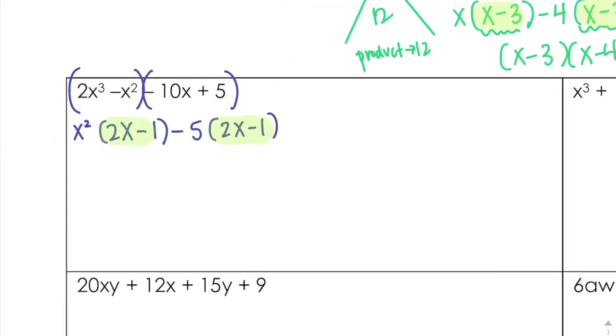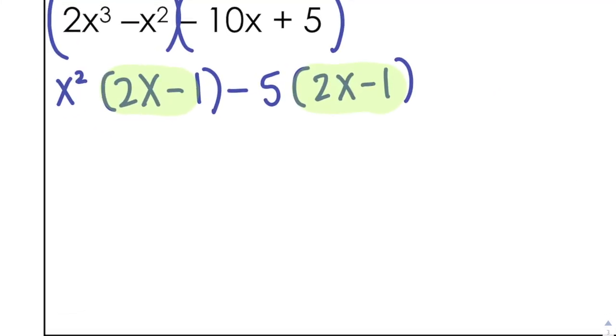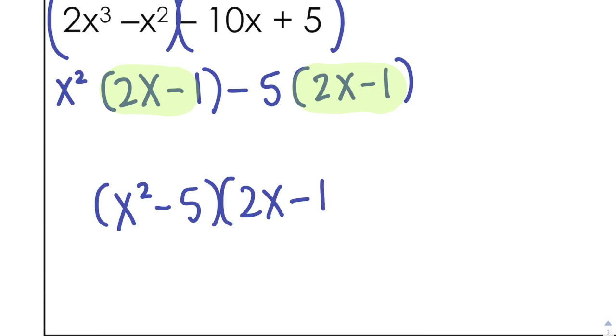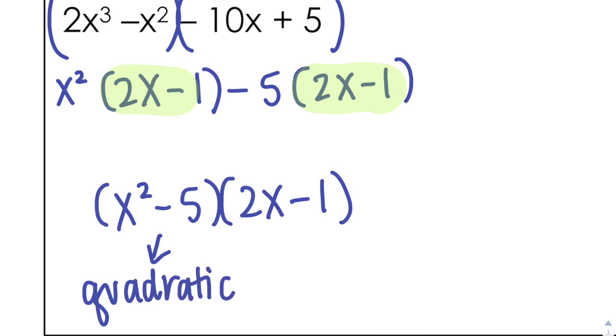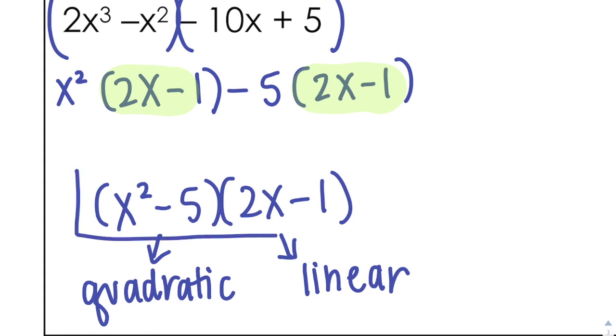Okay, I just write it down. 2x minus 1 is one of my factors. My other factor is x squared minus 5. That's it. So I have a quadratic factor and I have a linear factor. Quadratic because of x squared, linear because of just x. And I still want to keep that high exponent first, which is why my quadratic one goes first. There's nothing else to do, so that's it.